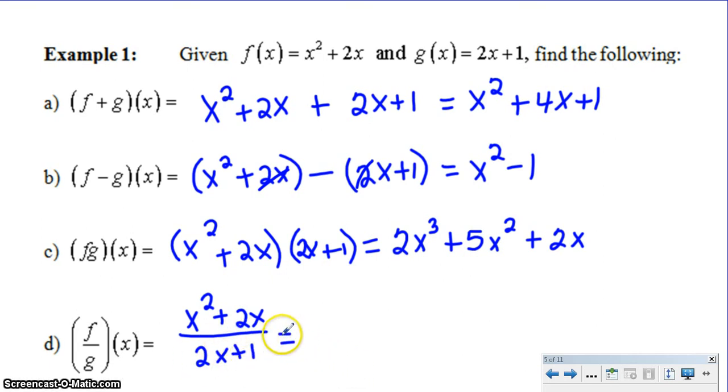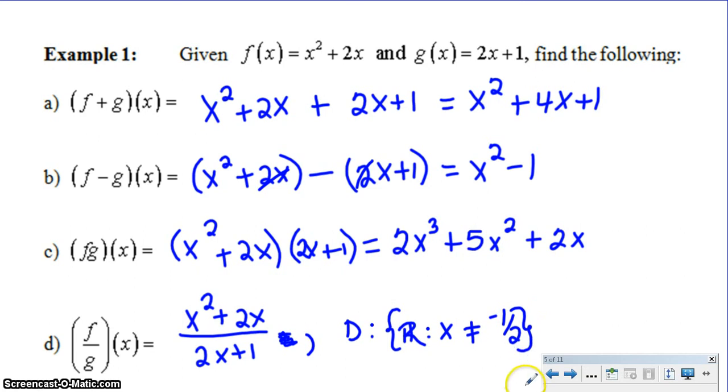So, oops, I didn't mean for that. Get rid of that. I don't need an equal sign. I wanted to put a comma there, sorry. So we need to say that our domain is going to be all real numbers, given that x cannot equal negative 1/2, because negative 1/2 would make that denominator equal 0.